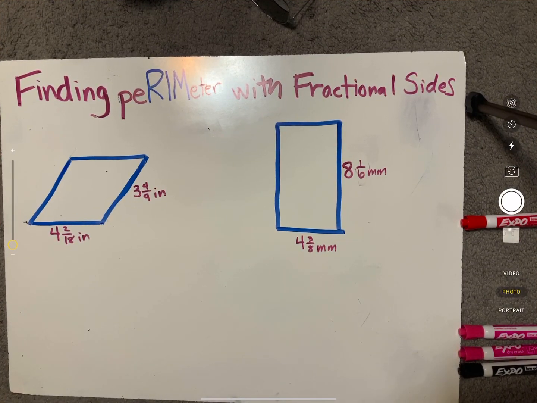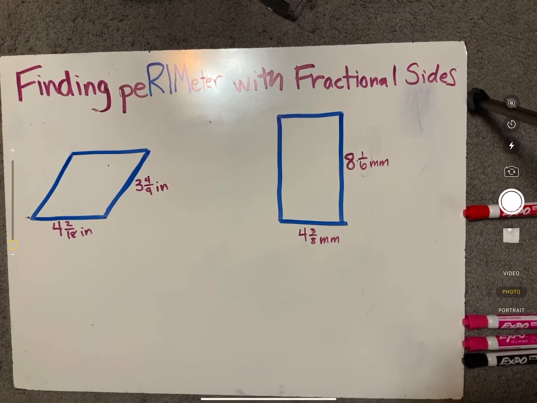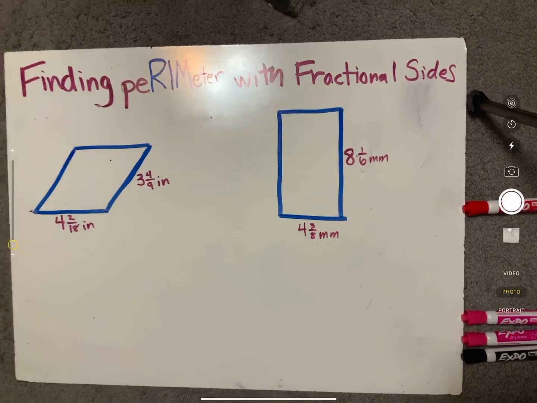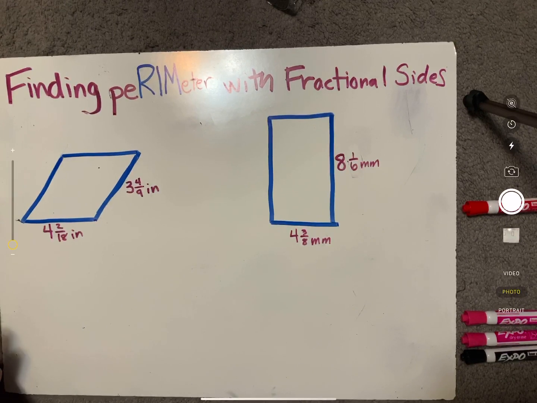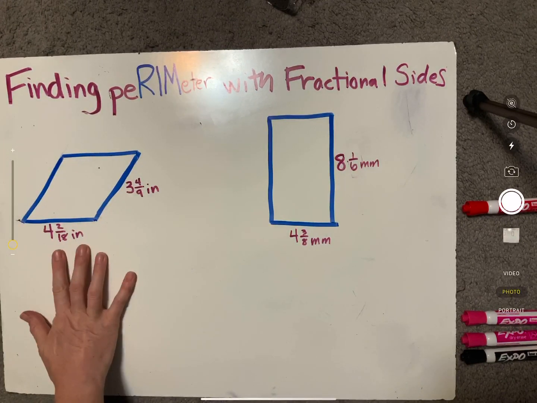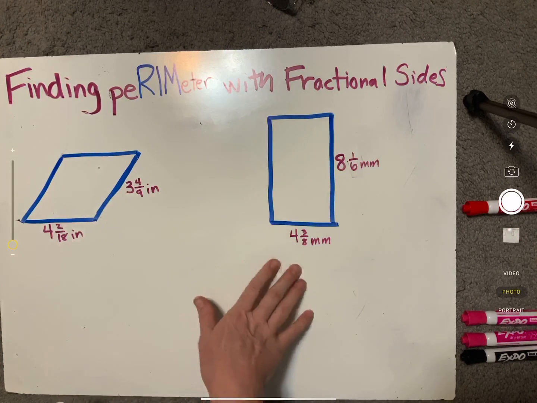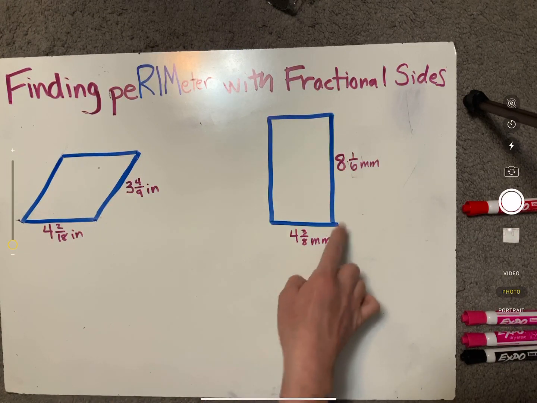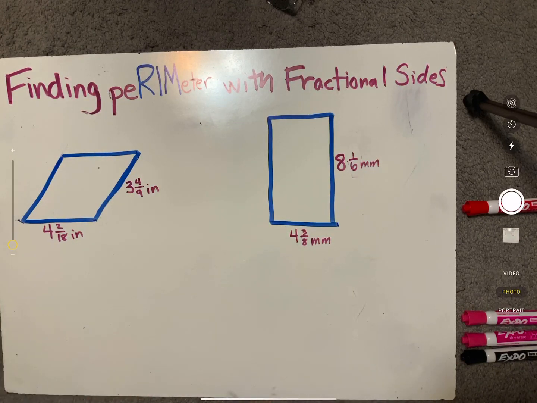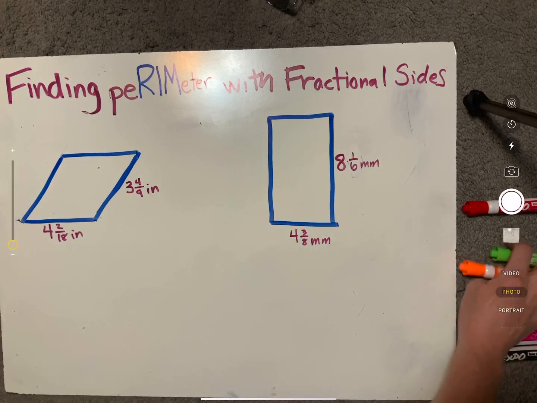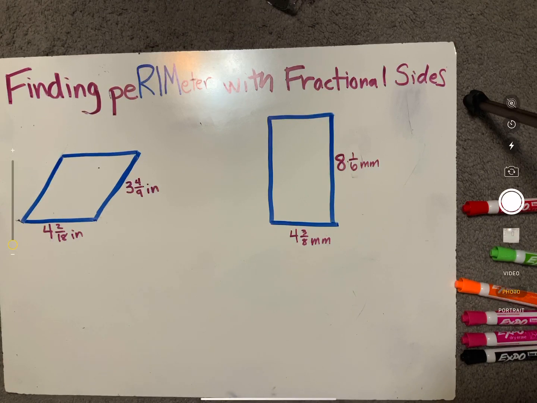Okay, guys, let's take another look at finding perimeter with fractional length sides, except that this time we are going to use mixed numbers. So I have a parallelogram over here and I have a rectangle over here. So our sides are going to be mixed numbers this time instead of just proper fractions. So same strategy as we did before.